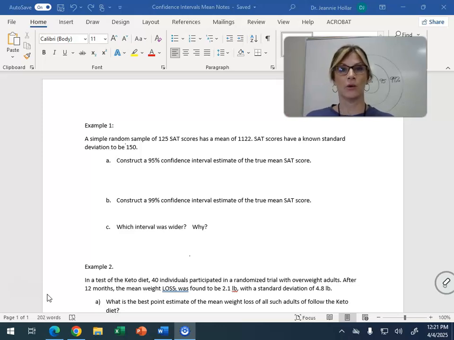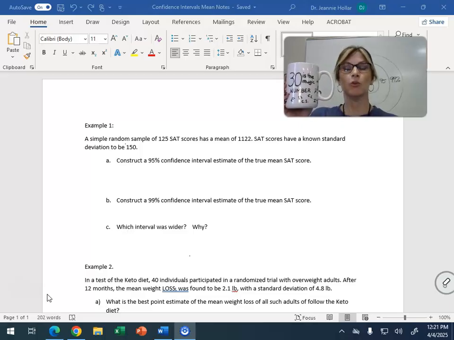The other scenario happens when you're dealing with sample data, where you would know the sample standard deviation. And in that case, sample size matters. And when sample size matters, you really need to have 30.